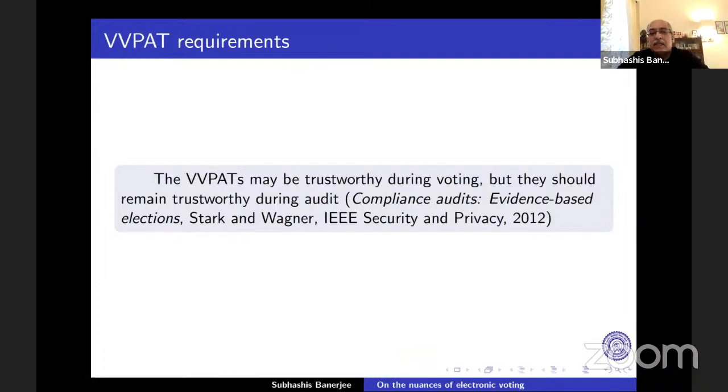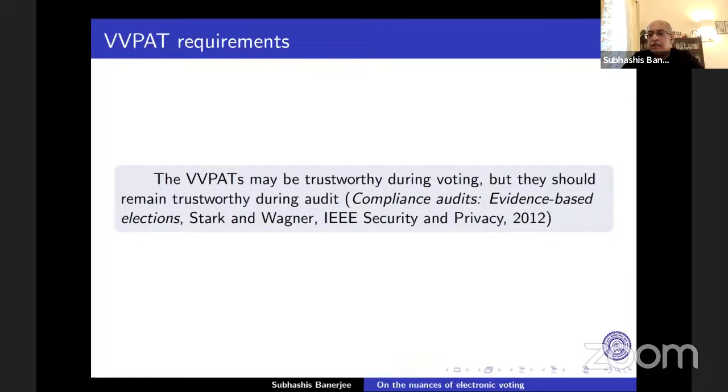Well, the question is, do they remain trustworthy during audit? Like in the Bengal elections, which happened in 7 phases over a month, right? So in this 1 month, the VVPAT slips were in some strong room somewhere, transported in some suitcases, some buses somewhere. And the question is, are they trustworthy? How do you ensure that they're trustworthy?